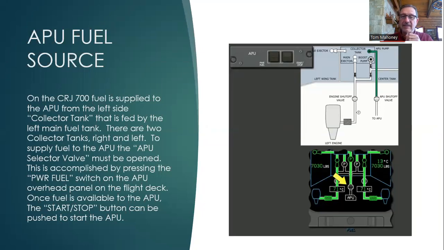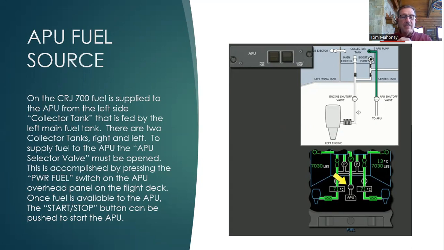The left collector tank is just one of the tanks on the aircraft. You'll learn about that in fuel systems, but for the time being, let's just take this as basic fact. On the CRJ, fuel is supplied to the APU from the left collector tank that is fed by the left main fuel tank. There are two collector tanks, the right and left. To supply fuel to the APU, the APU selector valve must be open. This is accomplished by pressing the power fuel switch on the APU overhead panel.